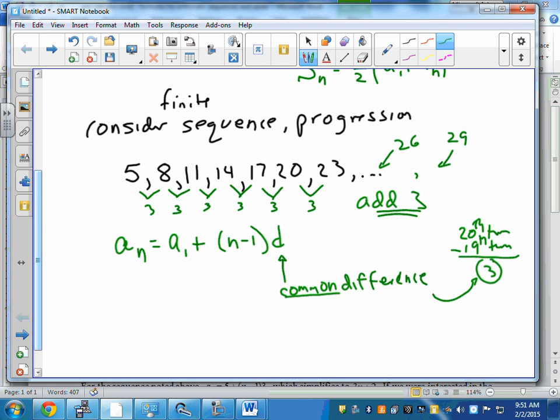Okay. Now, how about these other things? a sub 1 represents the first term. The first term of the sequence, or the first term of the progression. And in this example, it's simply the number 5. Okay, so here's the first term.